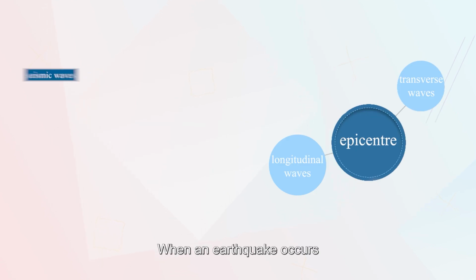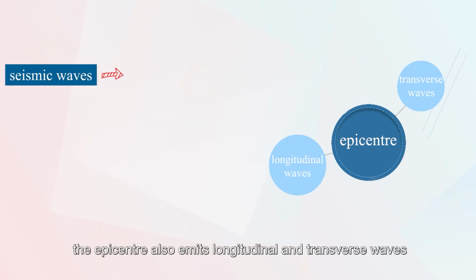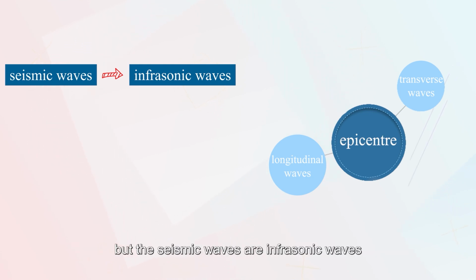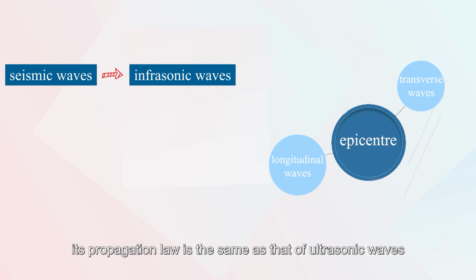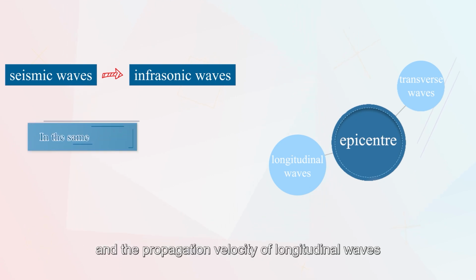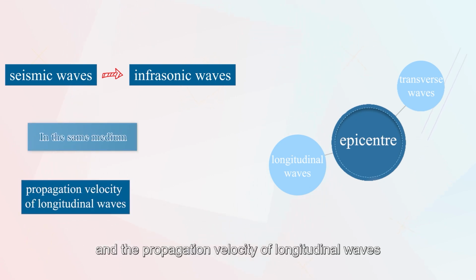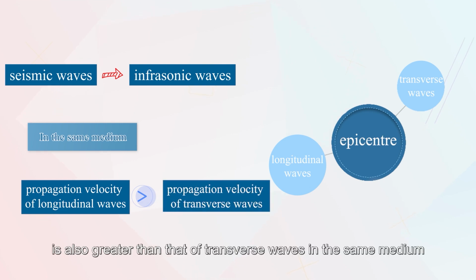When an earthquake occurs, the epicenter also emits longitudinal and transverse waves, but the seismic waves are infrasound waves. However, their propagation law is the same as that of ultrasonic waves, and the propagation velocity of longitudinal waves is also greater than that of transverse waves in the same medium.